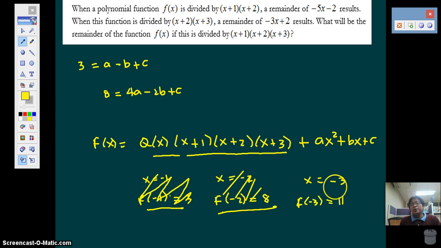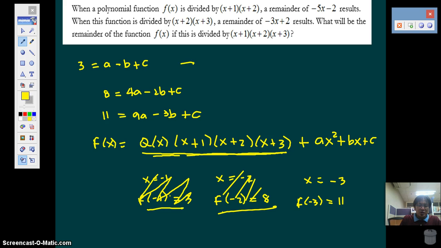Now the last one, if x is negative 3, that means f of negative 3 is 11, so that means 11 is equal to negative 3 plus this. Now again, this thing will become 0 regardless of the value of this quotient because it will be multiplied to 0 anyway. So we have negative 3 squared, that's 9a, and then negative 3 times b is minus 3b, and then plus c. So what we have here are 3 equations with 3 unknowns. A simple system of equations will do the trick, then solve for the values of a, b, and c.